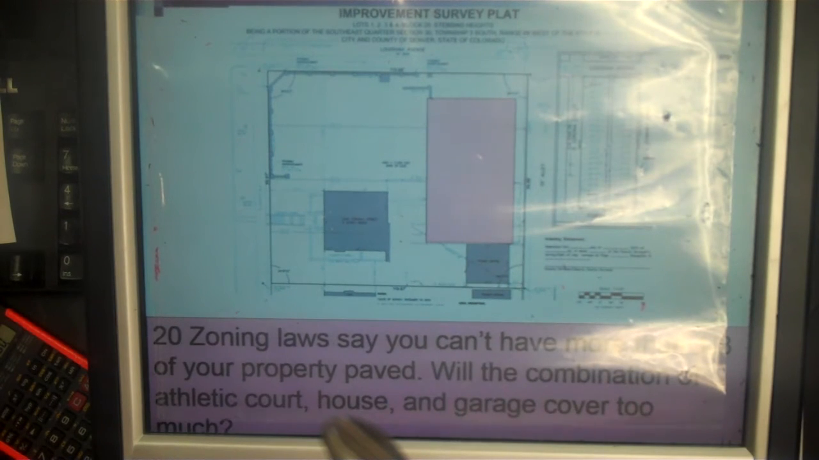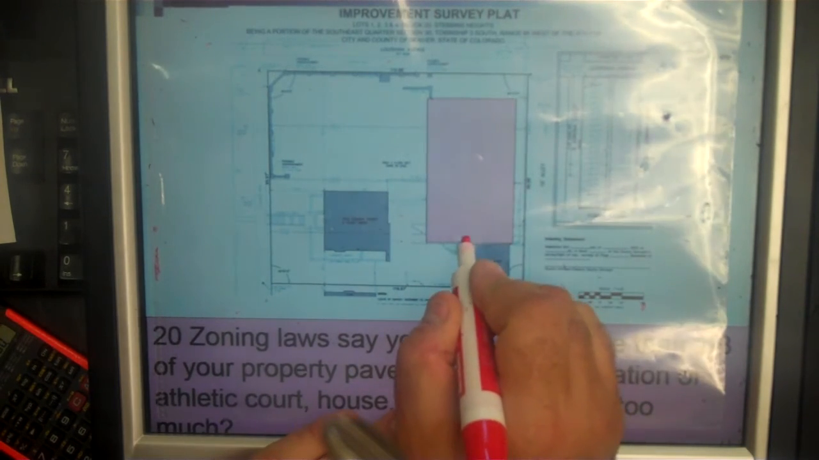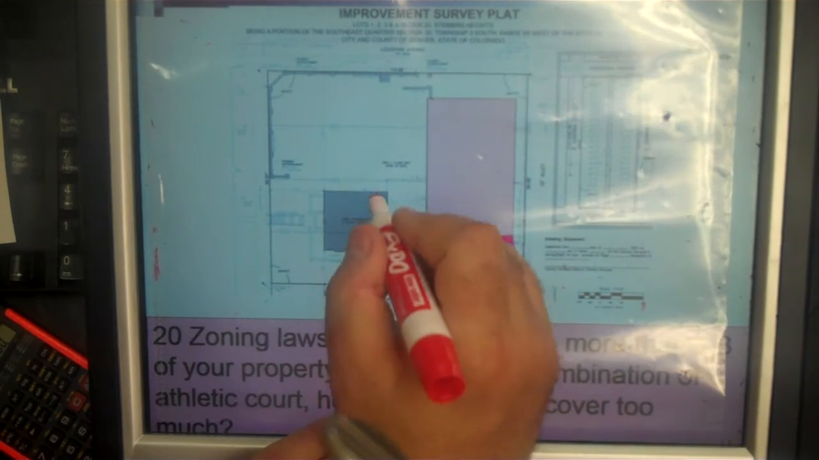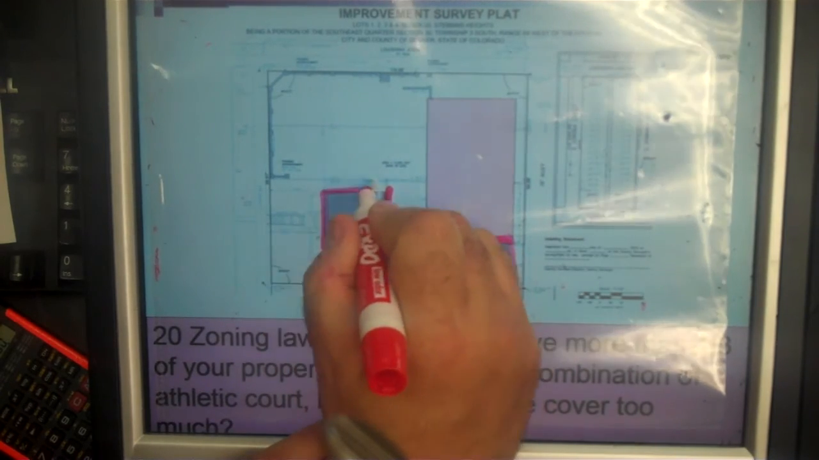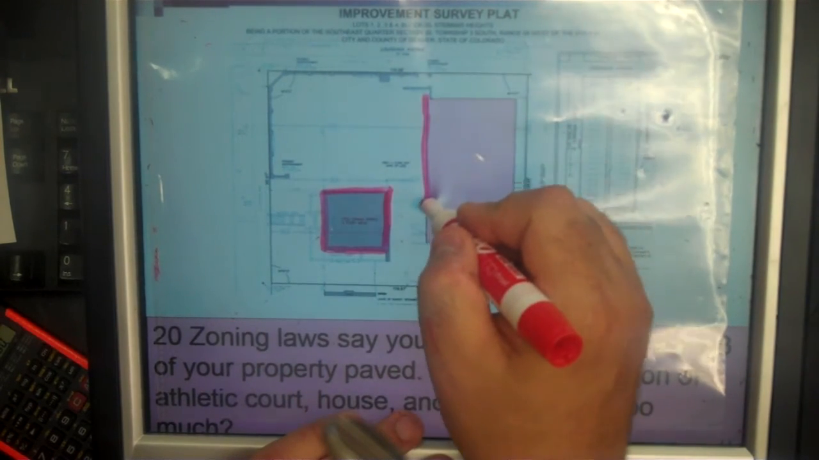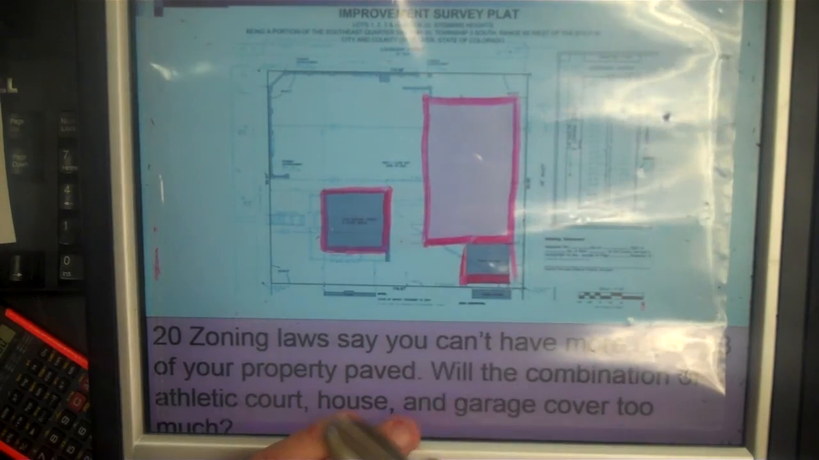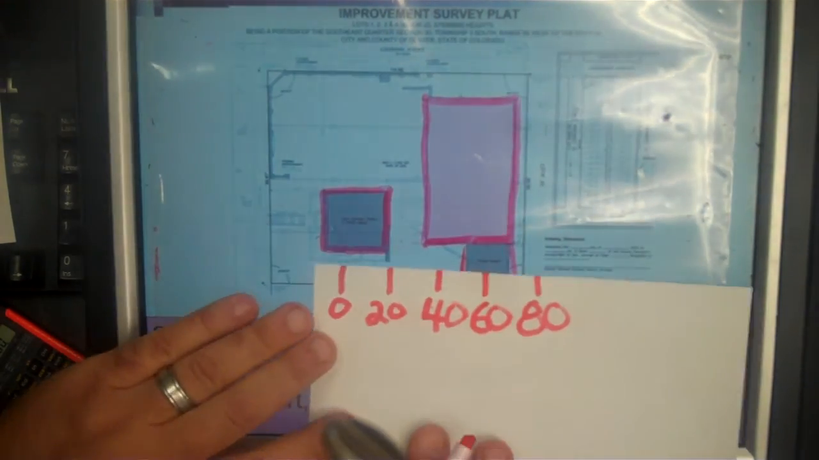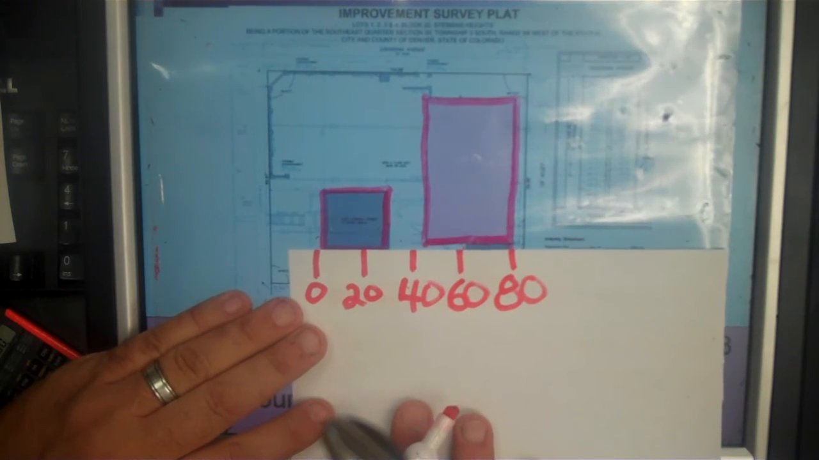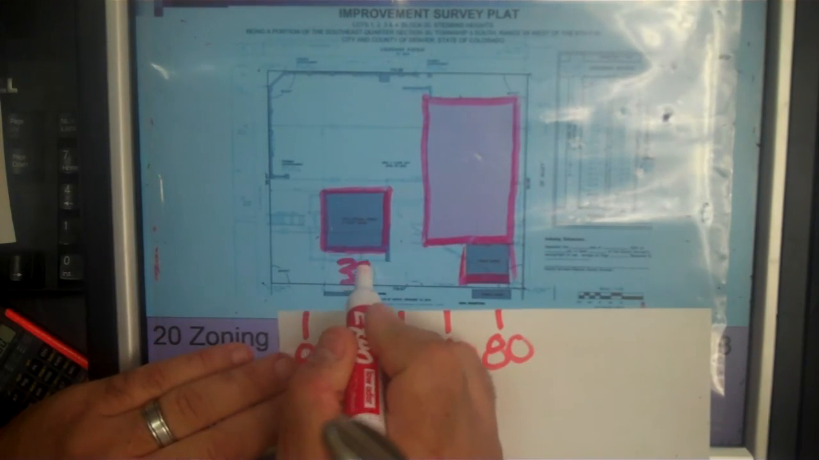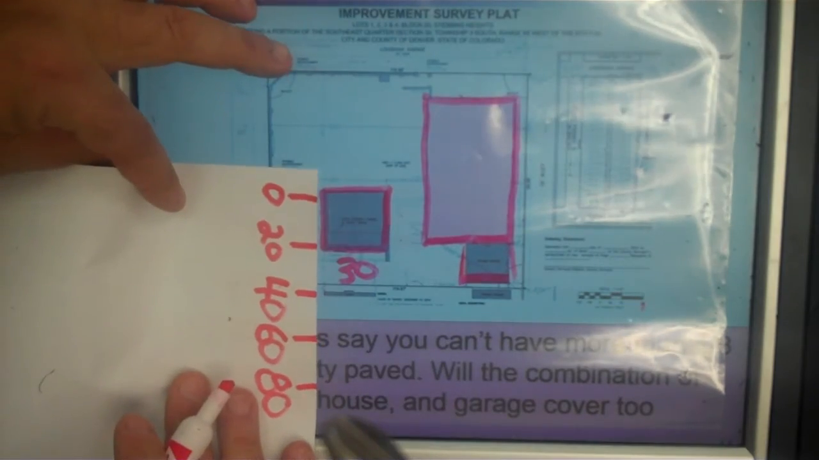Number 20. Zoning laws say you can't have more than 1/3 of your property paved. Will the combination of the athletic court, house, and garage cover too much? Okay, so here's the garage, the house, and this square here is what they want to make into a basketball, tennis court kind of a thing. So we got to find the areas of all of those. The house is about 30 feet by about 20 feet.